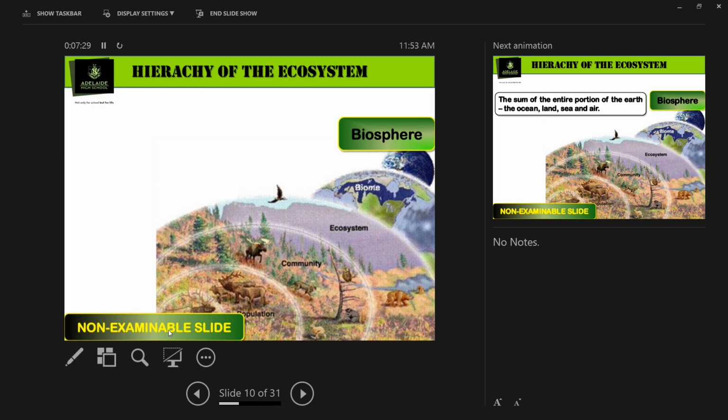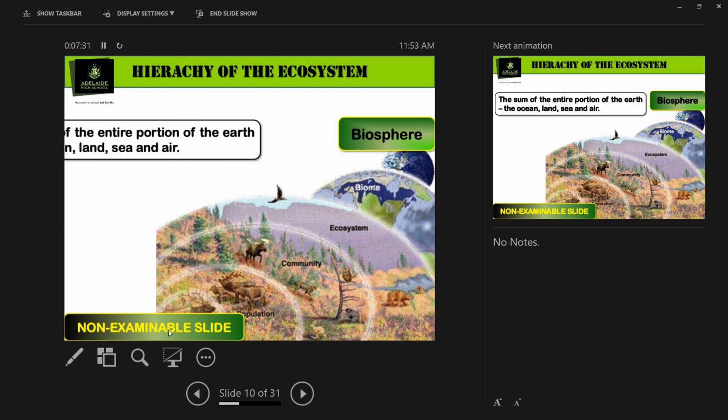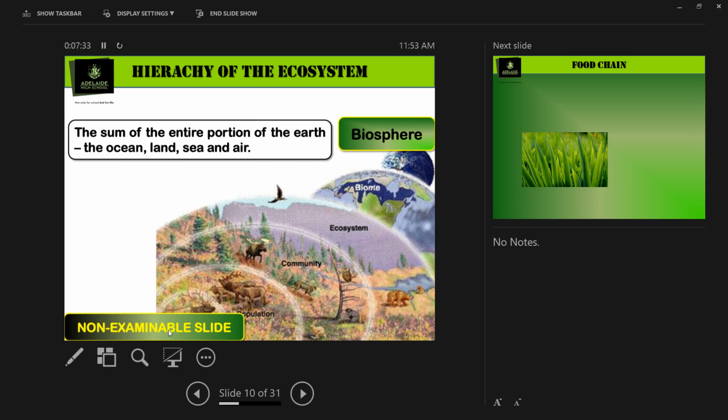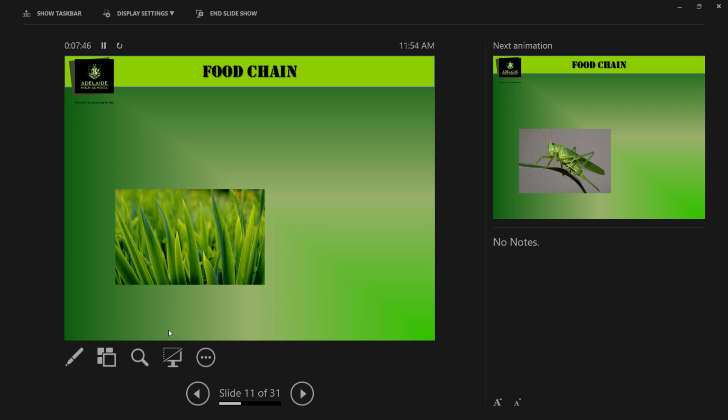Next one, biosphere. This is when you have the sum of the entire portion of the earth. Ocean, land, sea, air, you name it, you got it. Continents as well, mountains. Anything that you see on the planet here, that is what is a biosphere. Okay? Now, you have seen this maybe in year 8, 9, and 10.